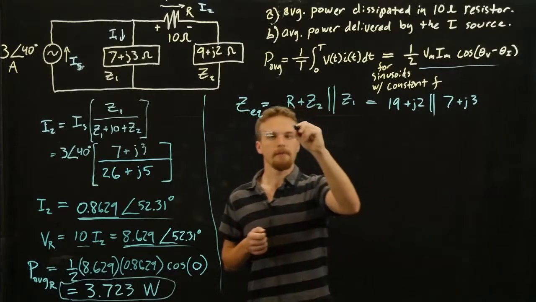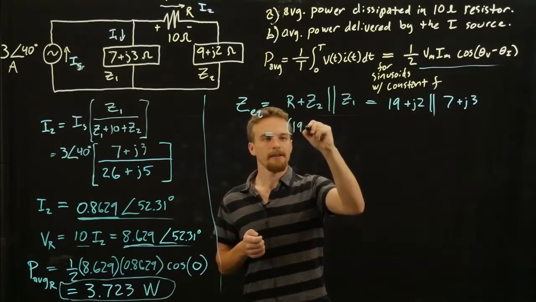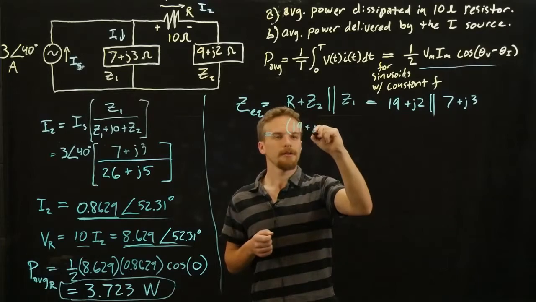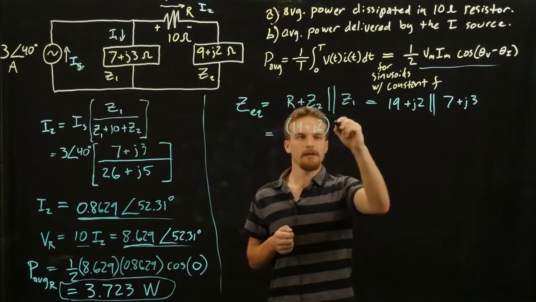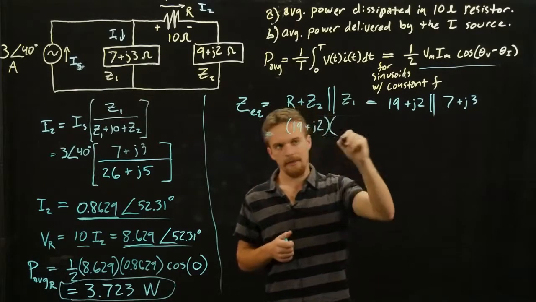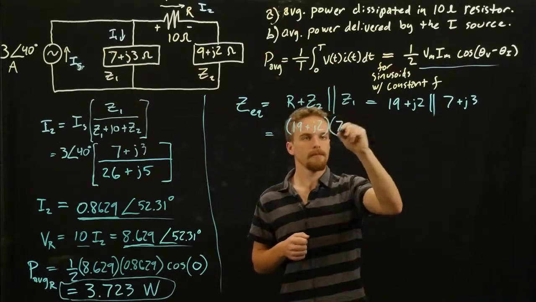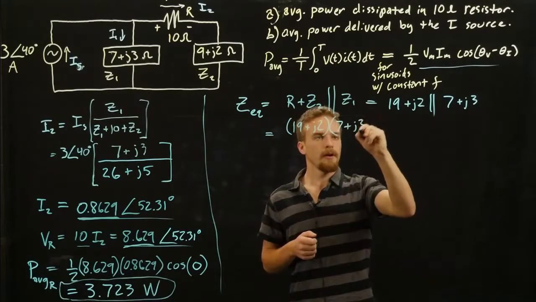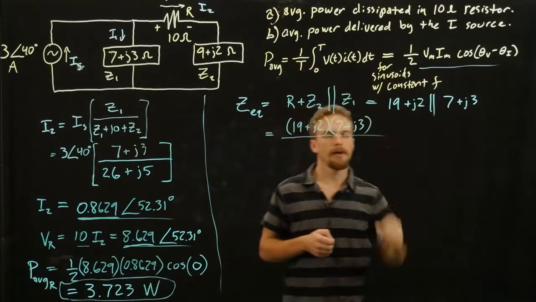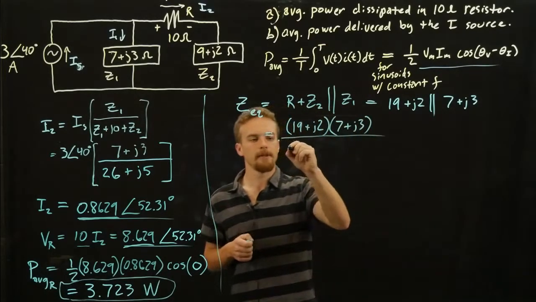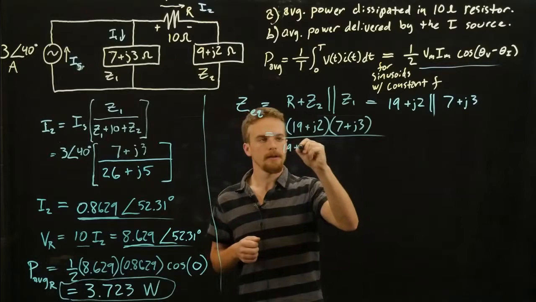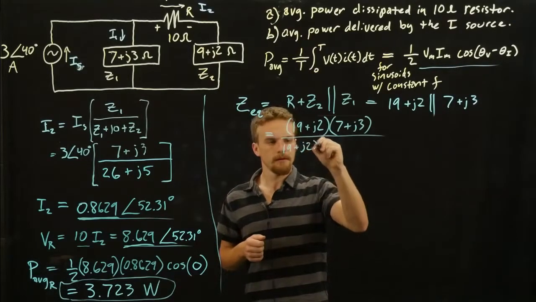So we would type into our calculators 19 plus J2. When you do these, they work like normal numbers, but make sure you keep them inside parentheses. Less room for error that way. Multiplied, and at the bottom we sum them. 19 plus J2.